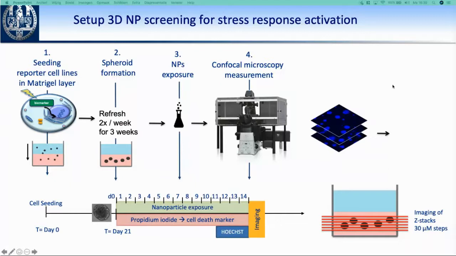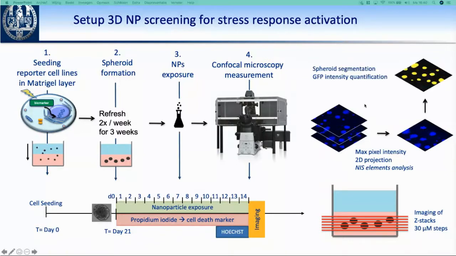So then you have all these images on the different Z stacks, and then we make a 2D projection based on the maximum pixel intensity of these different Z stacks, so that you actually have a 2D projection of the different heights that you have imaged within each well. This you can then segment based on the Hoechst staining using the NIS Elements analysis software, and then quantify the GFP intensity within these segmented spheroids.